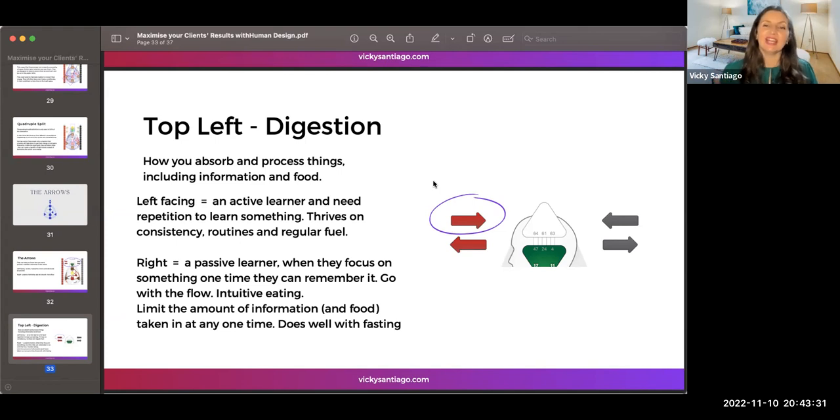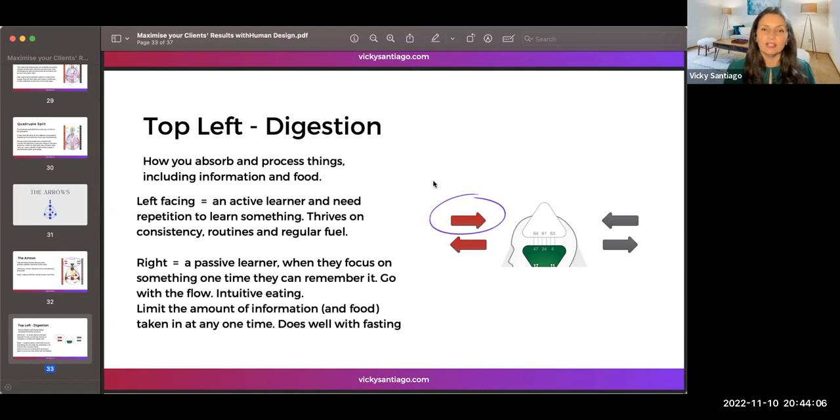In comparison to that, if you're working with somebody who has a right-facing arrow, then that person can limit, or they need to limit, the amount of information and food taken in at any one time. They are more passive in how they learn. They can focus on one thing and then just remember it. They'll be best studying by reading something and then going and doing something else, like going for a walk, where the mind can be ticking over in the background, processing everything, rather than sitting there and cramming with flashcards.